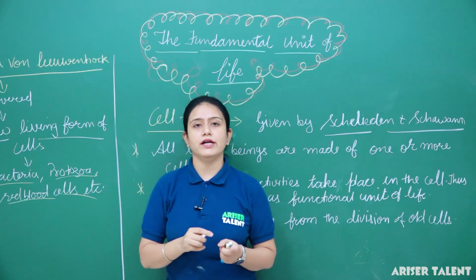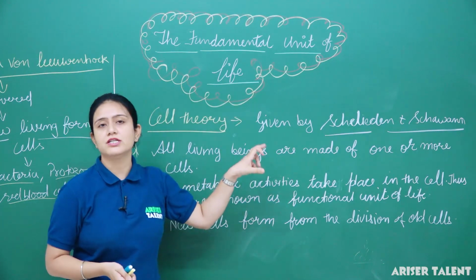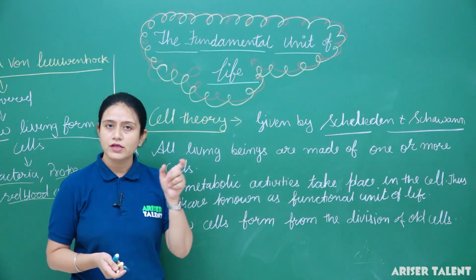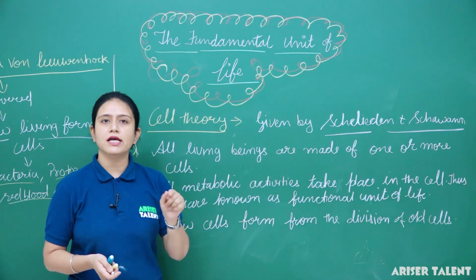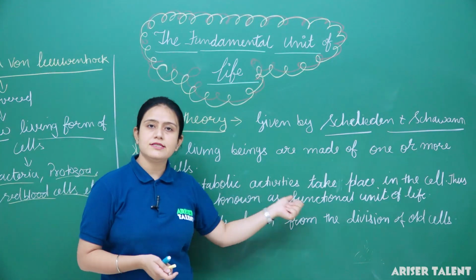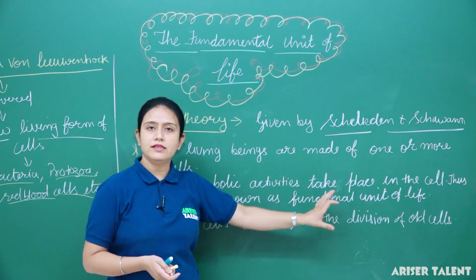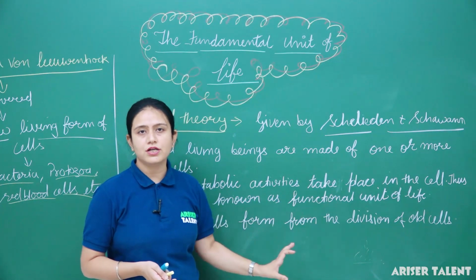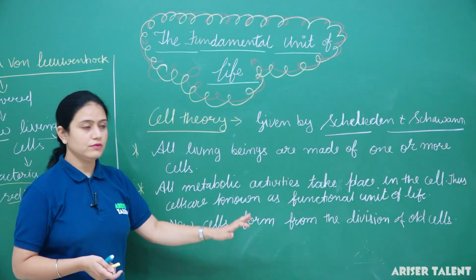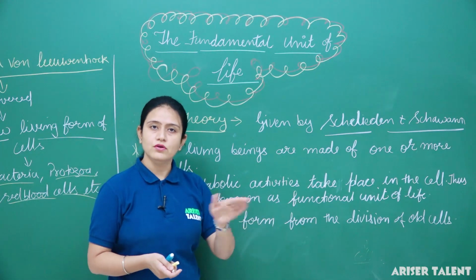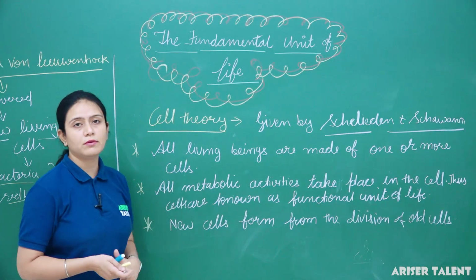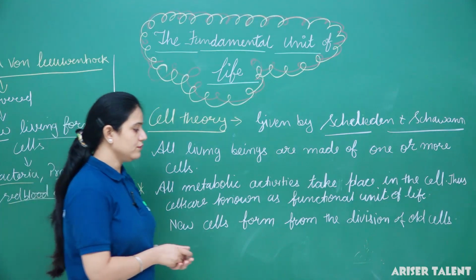Okay, so we have cleared by the cell theory which was given by Schleiden and Schwann that all the living organisms are made up of cell, and this is the reason cell is known as the structural unit of life. Then metabolic activities take place in the cell, and this is the reason they are known as the functional unit of life. Okay, and we know that the new cells form from the division of old cell. Okay, so this was all about the cell theory. Now we will talk about the shape, size and number of cells.